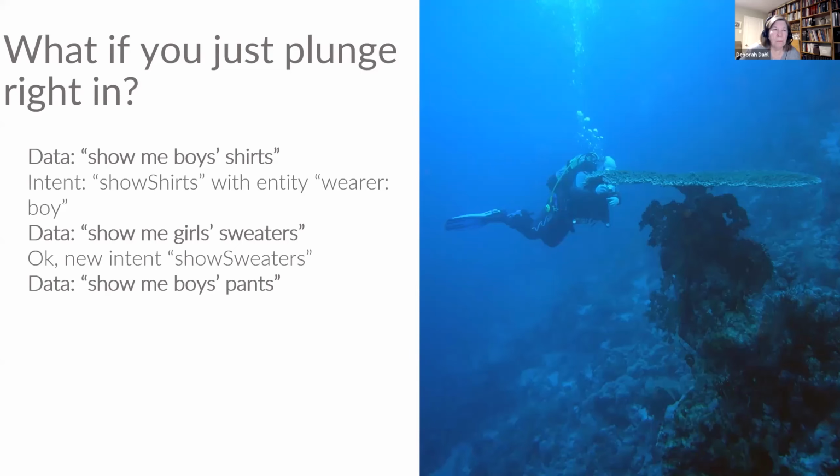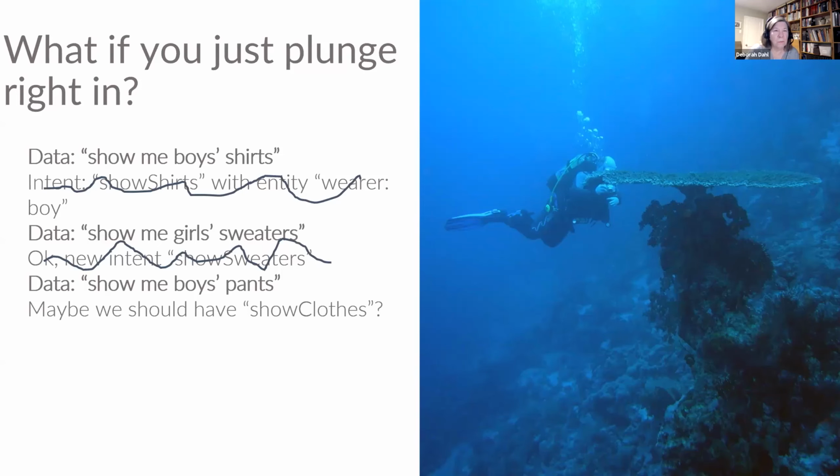Okay, then we're marching along, we get another piece of data that says "show me boys' pants." And then we start to get a little bit worried: are we going to have an intent for show every possible kind of clothing? That's starting to sound wrong. So, you know, show socks and show shoes and show scarves, that just doesn't seem right. So let's have something more general, like show clothes. And what happens when we do that? It means our other intents are obsolete now, so we have to get rid of those and analyze our data to have an intent of show clothes, and maybe we have a new entity, which is the item of clothing. So we have to go back and change the old data.